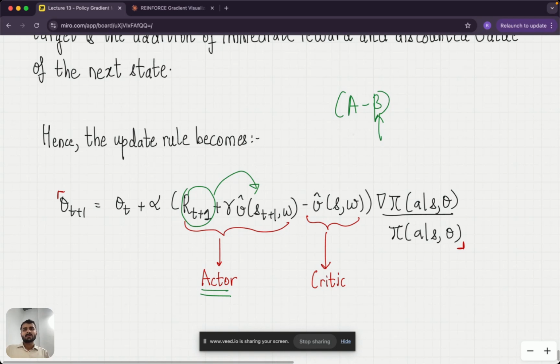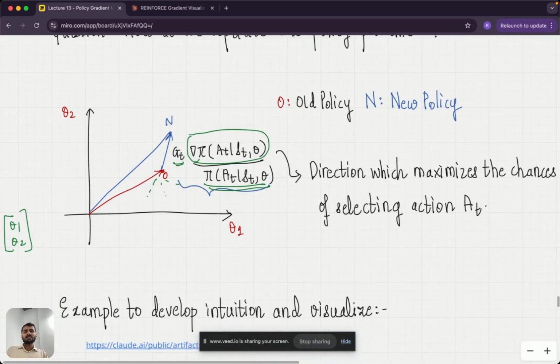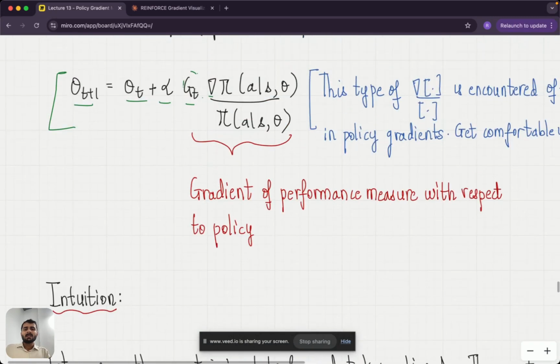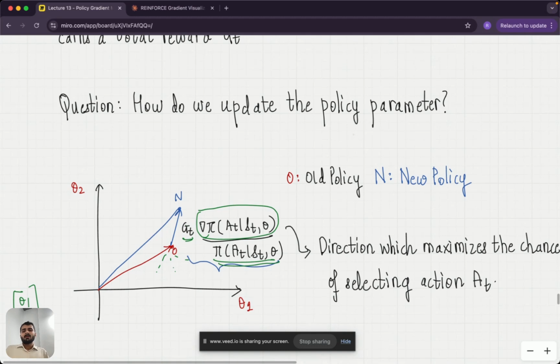So in today's lecture, broadly speaking, we discussed three algorithms. Firstly, REINFORCE, second, REINFORCE with baseline, and third, actor critic methods. In REINFORCE, we developed a very nice intuition about the way in which the policy parameters move. They move in the direction of the gradient, which is given by grad pi divided by pi, and we multiply that by a function G of t. And the reason we multiply by G of t is because we want to favor actions which are producing more rewards in the future.